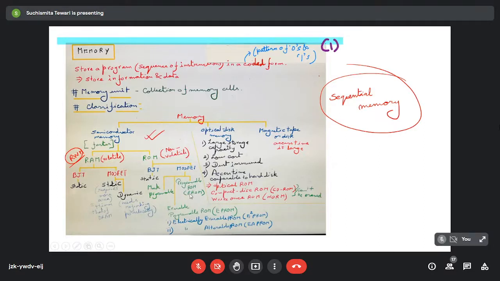So this is the total summary in a nutshell, of what is memory, what type of memory we want to study, and what type of memory are used nowadays, and so on.